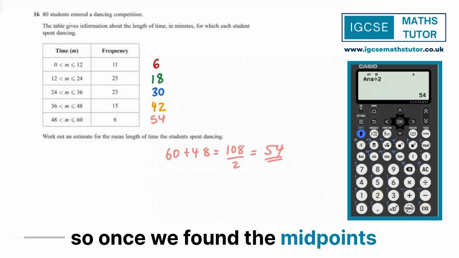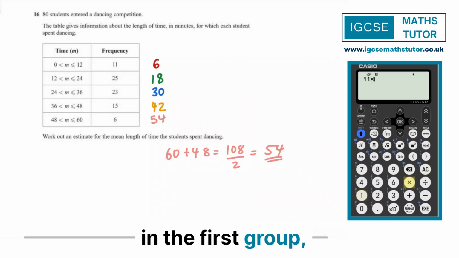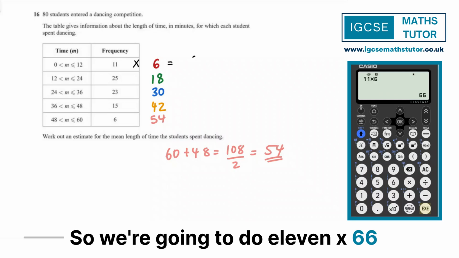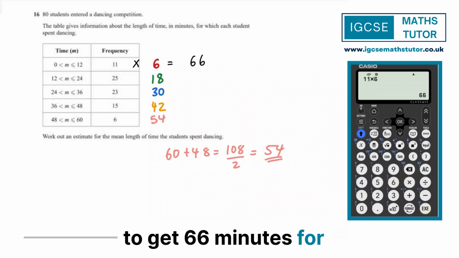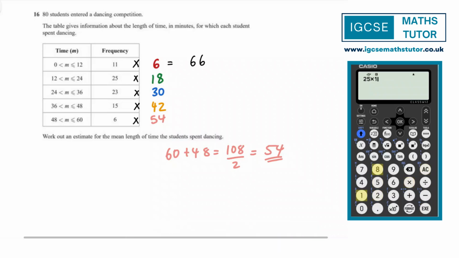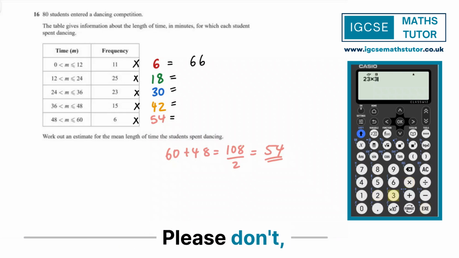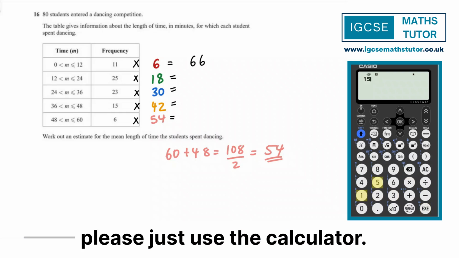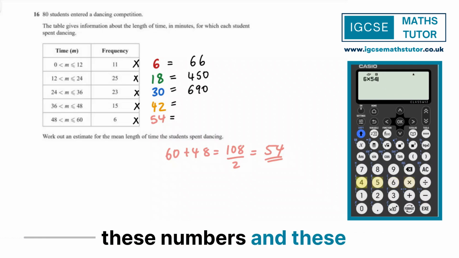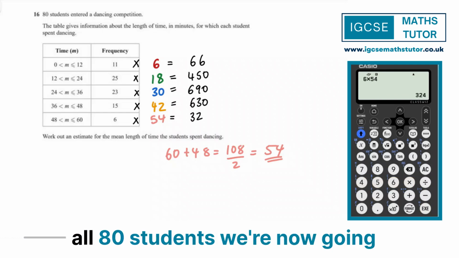Okay, so once we found the midpoints here, we're going to say, right, those 11 students in the first group, we're going to assume they all took 6 minutes. So we're going to do 11 times 6 to get 66 minutes for their total time. I'm going to do that for every group. If you're good at maths, you can do it in your head. Please don't. Please just use the calculator. And we should get for these sums, these numbers. And these will be to get the total time taken by all 80 students.